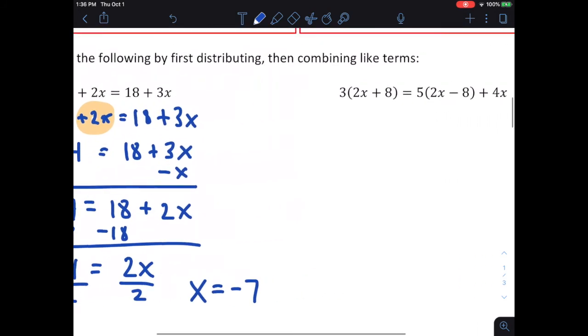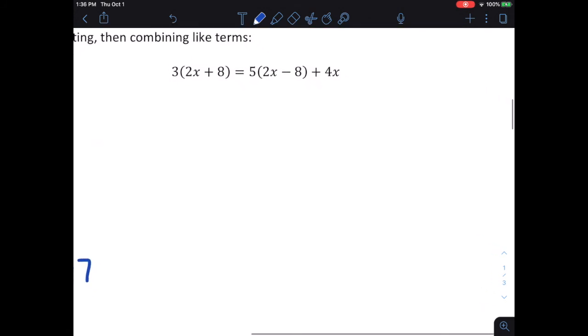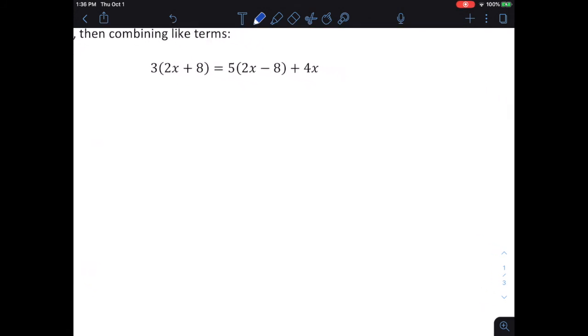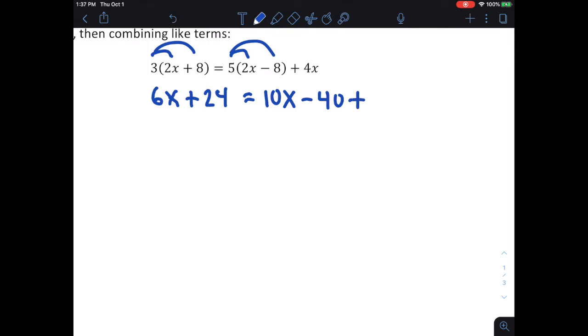Okay, let's look at another one. This one we end up with distributing on both sides. So we're going to distribute on both sides here. So we have a distribution there and we have a distribution there. And so we're just going to do that. So we have 6x plus 24 equals 10x minus 40 plus 4x.